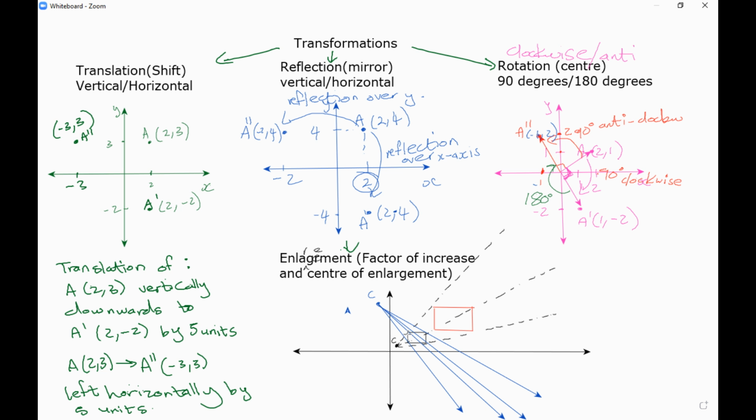Now, I need to double this shape. I'm going to double that, and I'm going to double that. But technically, it's going to be that size, but it's in this projection. So it doesn't go there. I can't put it there.